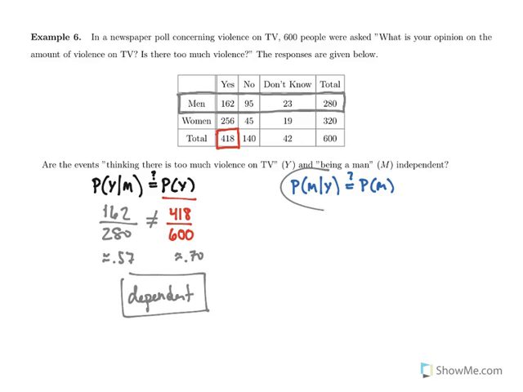And you get the same result if you did the probability of men given Y and the probability of men. We'll do that very quickly. Probability of men is going to be 280 over 600. And the probability of men given yes is going to be 418 as our new denominator and 162. And these are also not equal. So these are dependent events, which means that the fact that somebody is a man influences their response to the question, is there too much violence on TV?